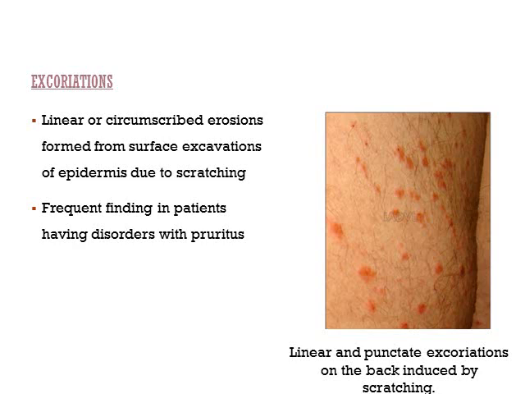Excoriations are linear or circumscribed erosions formed by surface excavation of the epidermis due to scratching. Whenever there is intense itching, people tend to scratch, and when they scratch, they remove the epidermis with their nails. What it leaves behind is called excoriation.